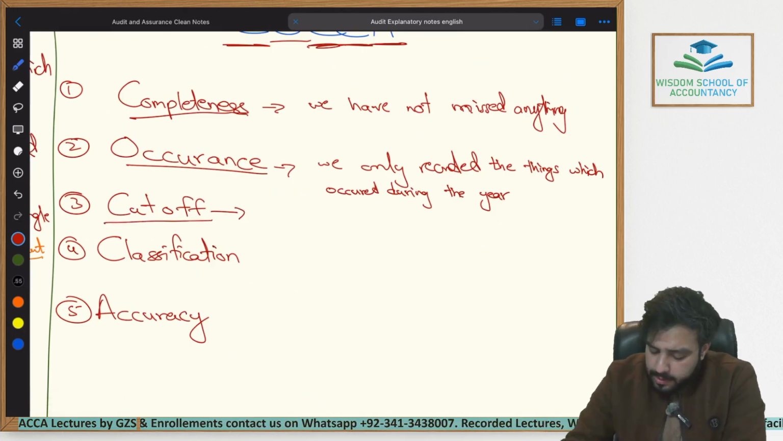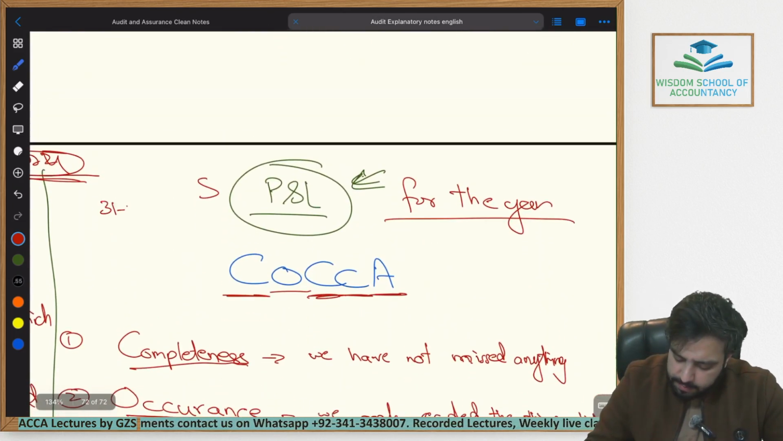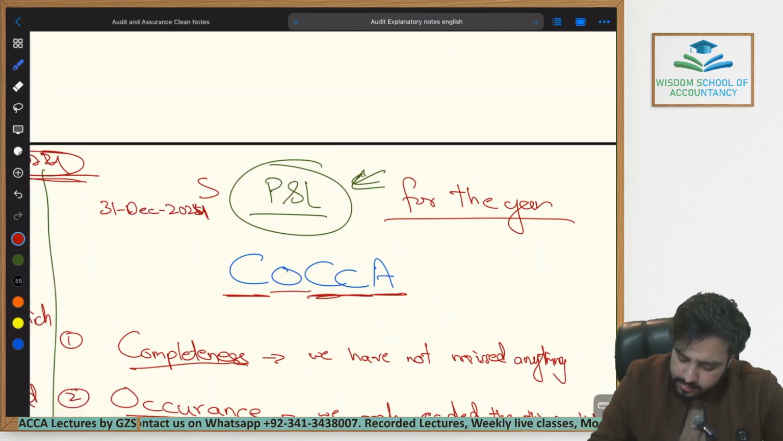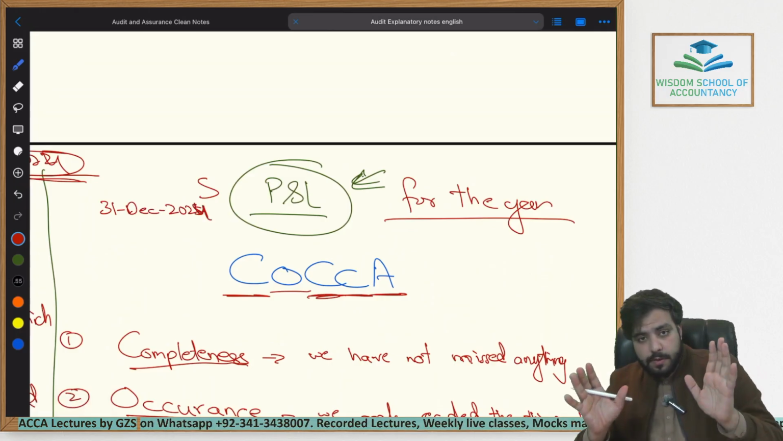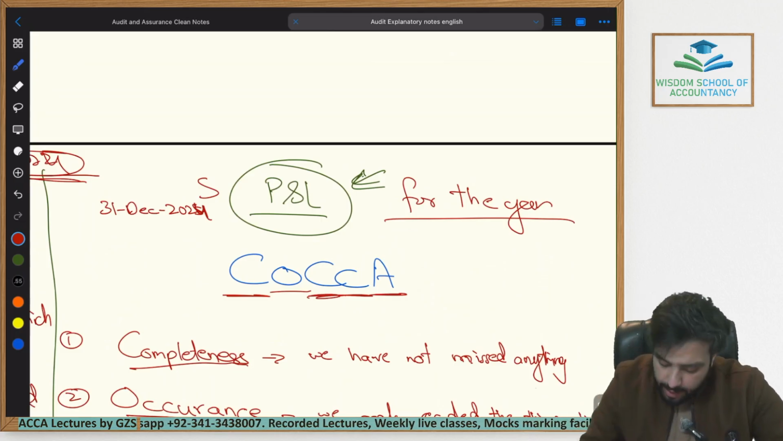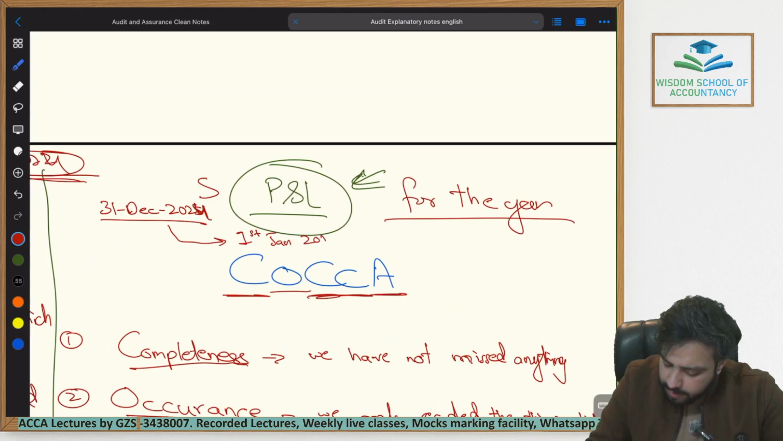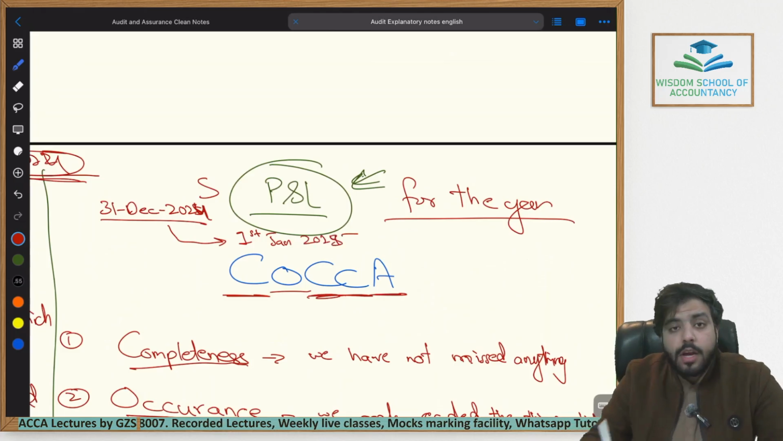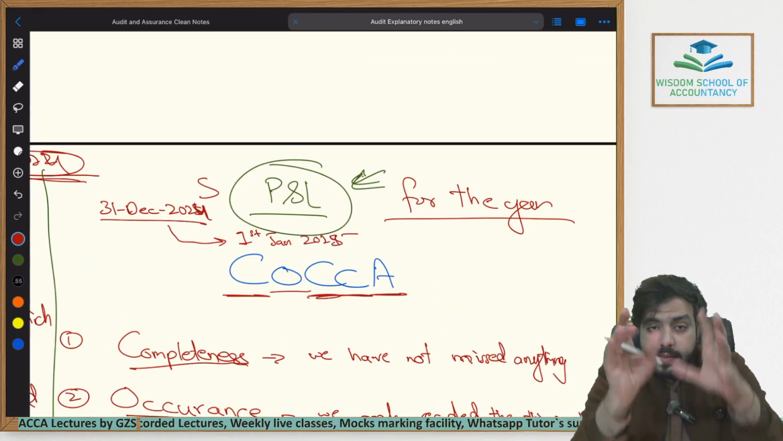Cutoff basically means that, first of all, before understanding cutoff, understand that the year end of the company is 31st of December 2024, right? This is the date at which we have to make the financial statements. Your year will be cut off at this date. Anything that happens after this date, let's say on 1st January 2025, should be recorded within the next year's statement of profit and loss.